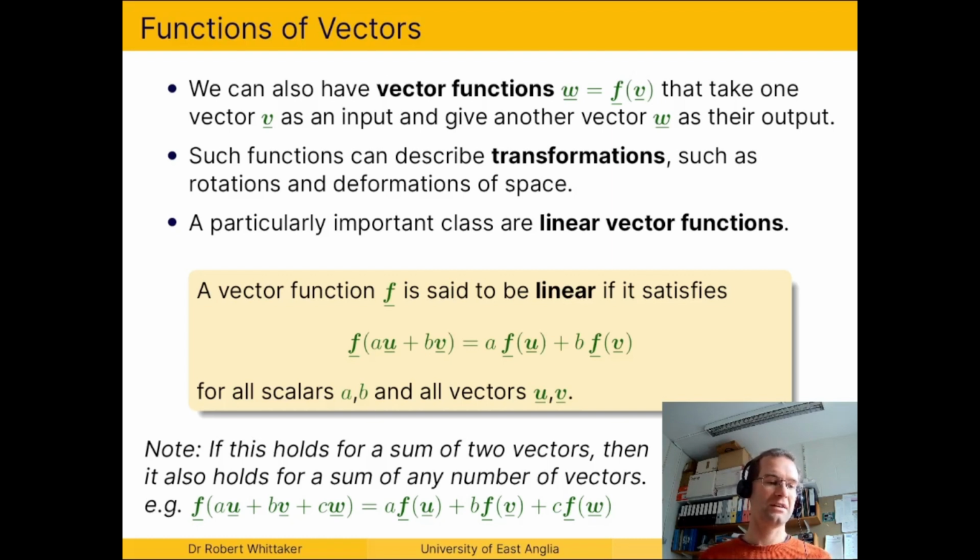One thing to note is, even though the definition only has 2 bits being added together inside the function, if it works for 2, it will also work for any other number as well. So for example, if we had f of au plus bv plus cw, if f is linear, then that will be the same as a times f of u plus b times f of v plus c times f of w.